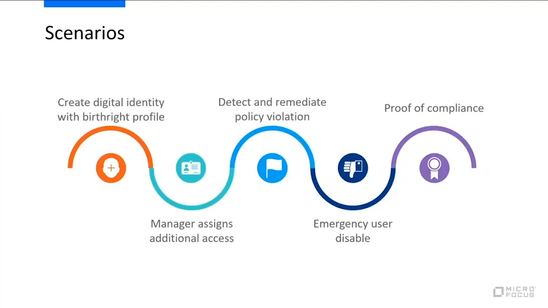So in order to illustrate those concepts, I prepared a few different scenarios. And we've picked these because these are some of the most common that we see with our customers today, whether it's something that they already do and that we can enhance, or perhaps it's something that they have trouble doing at all, right? And that can be starting with creating a digital identity and attaching that to a birthright profile, requesting some additional access, detection controls, some sort of emergency disable situation or scenario, as well as providing proof of compliance along that entire journey.